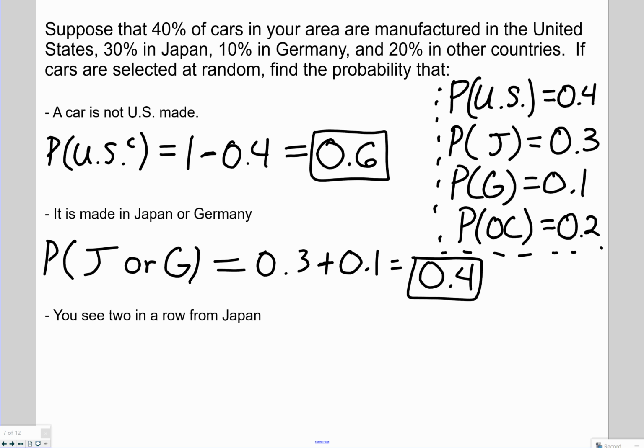The next one makes it a little more challenging because now we're talking about two cars. So I pick up a car, made in Japan. Put that one to the side. Pick up another car. Oh, also made in Japan. Put that one to the side. What's the likelihood that I get two Japanese cars in a row?